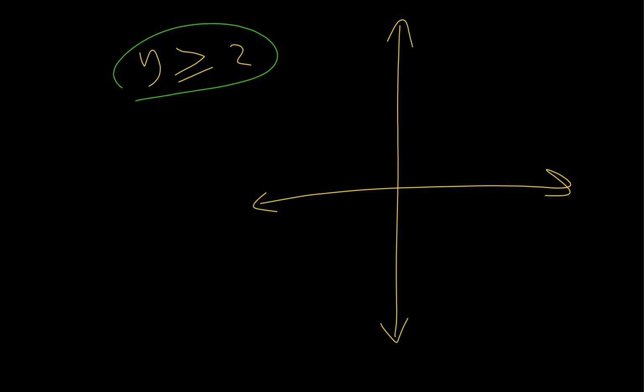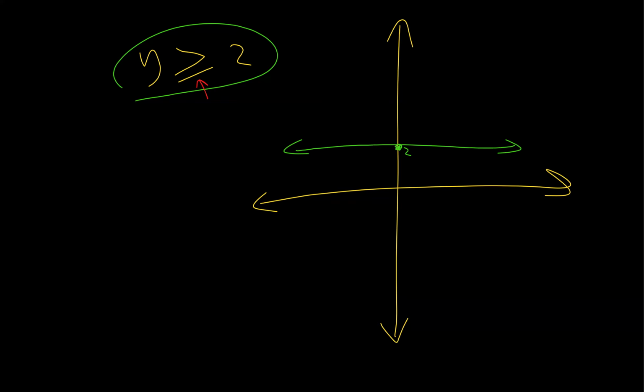Y equals 2 is a horizontal line that crosses the y-axis at 2. So that means this is the line. And keep in mind, if there is an equal sign here, the line has to be solid, like this one here. This is the first step.